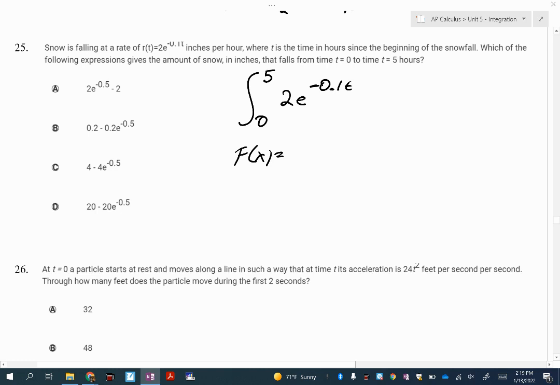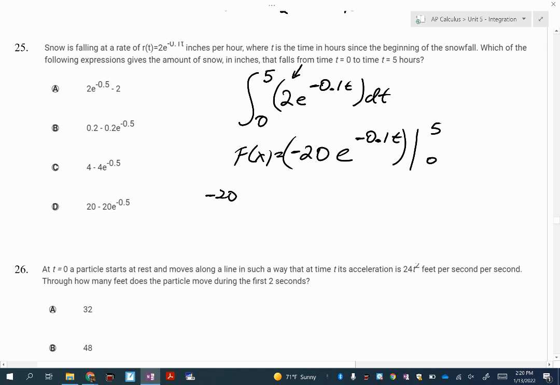And last semester, if I wrote e to the negative 0.1 t power, if you wanted to take the derivative of that, you just copy it. So you copy e to the negative 0.1 t power, which we have, and then you multiply it by the derivative of the exponent. And the derivative of negative 0.1 t is negative 0.1. But I don't have negative 0.1 there. I have negative 2. So I actually need to multiply this by negative 20. And if I evaluate this at 5 and 0, I will have my answer.